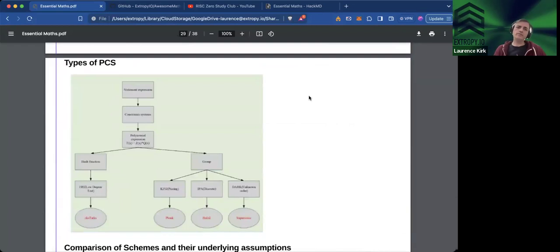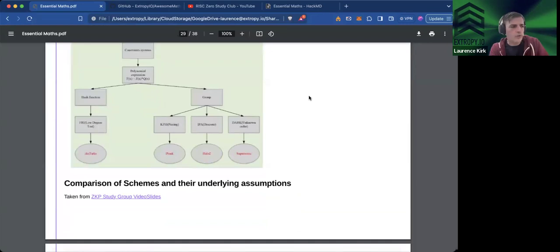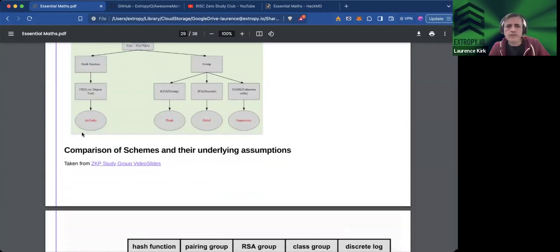Now, within ZK, different types of polynomial commitment schemes have been invented, and these rely on certain assumptions. So you can see the different types here. So the commitment schemes themselves are, say, FRI, KZG, the IPA, and DARK. The things at the bottom here, these are some of the proving systems that they have led on to.